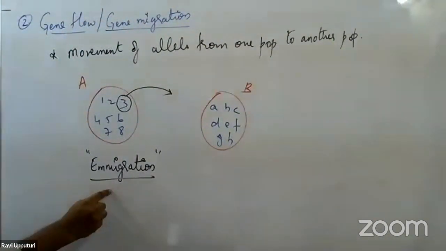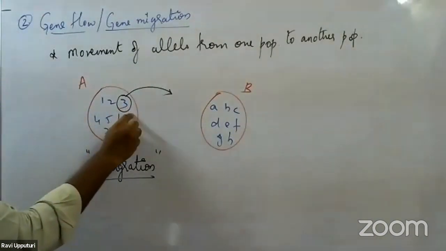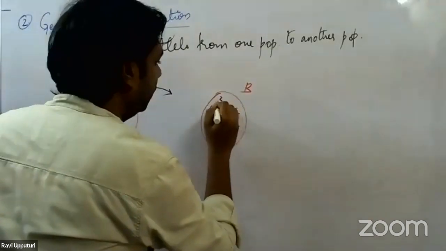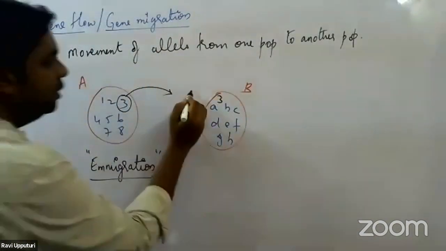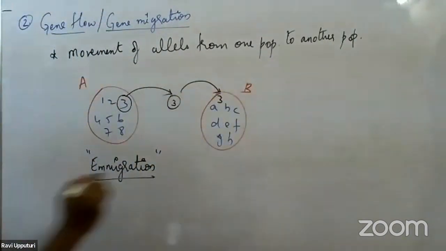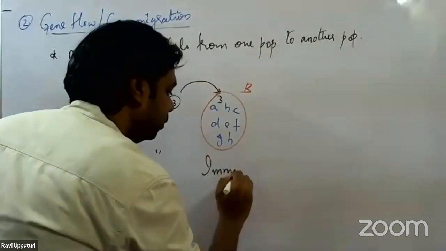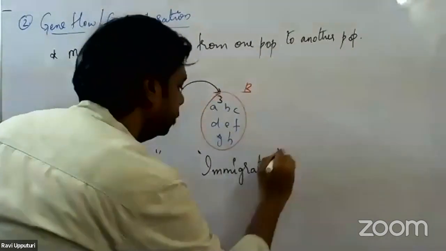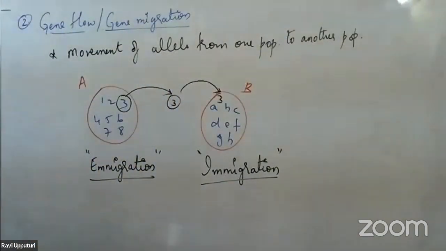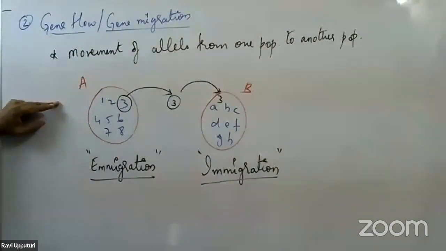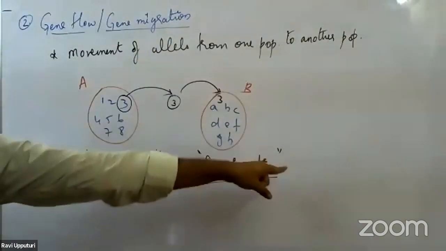Now, when the same allele moves into population B, so the allele has moved here into population B, this movement of the allele into population B we call immigration. Now, what's happening through immigration? There is one gene added to population B. So in the first case, one gene is being removed from the population. In the second case, one gene is being added to the population.